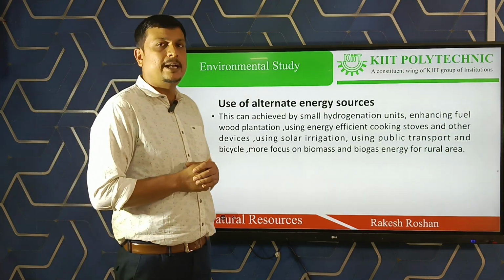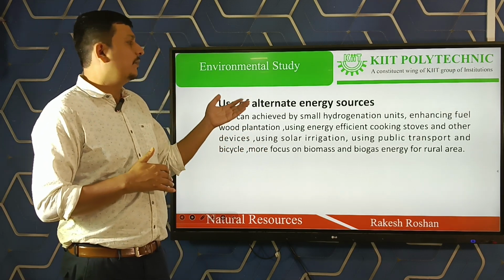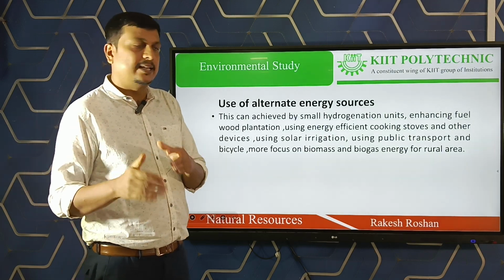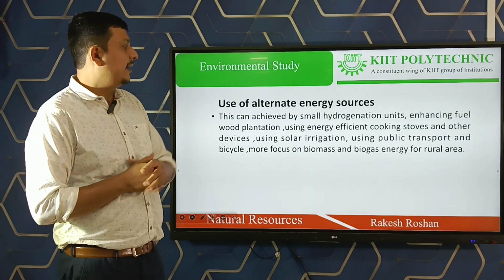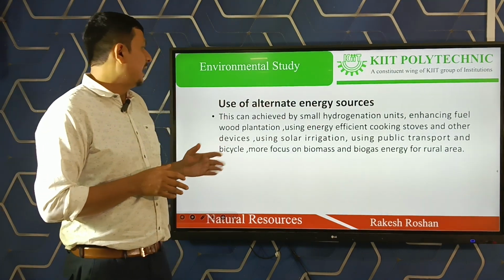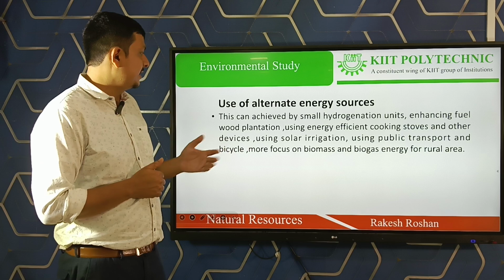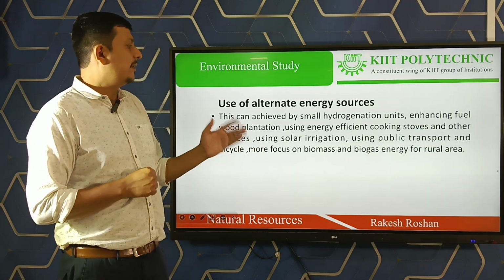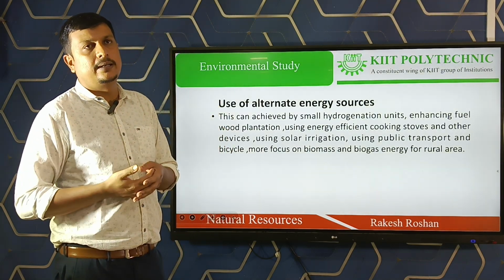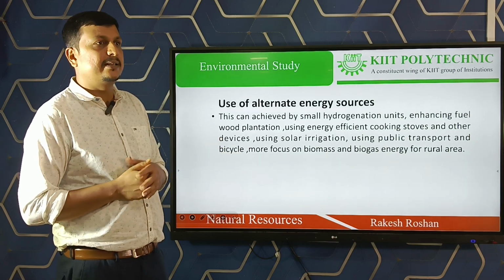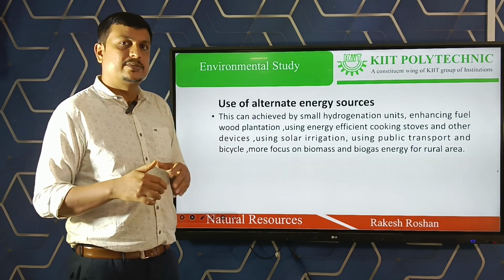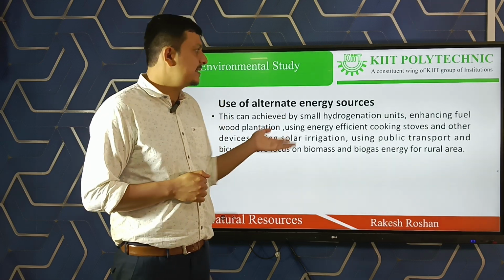These are some examples of alternate energy sources. We can conserve our conventional energy sources by small hydro generation, enhancing fuel wood plantation, using energy efficient cooking stoves, using solar irrigation and public transportation, and focusing on biomass and biogas energy for rural areas. Apart from that, we can also adopt good housekeeping practices: whenever we are not present in the house or room, switch off all the electrical appliances. These are some of the things.